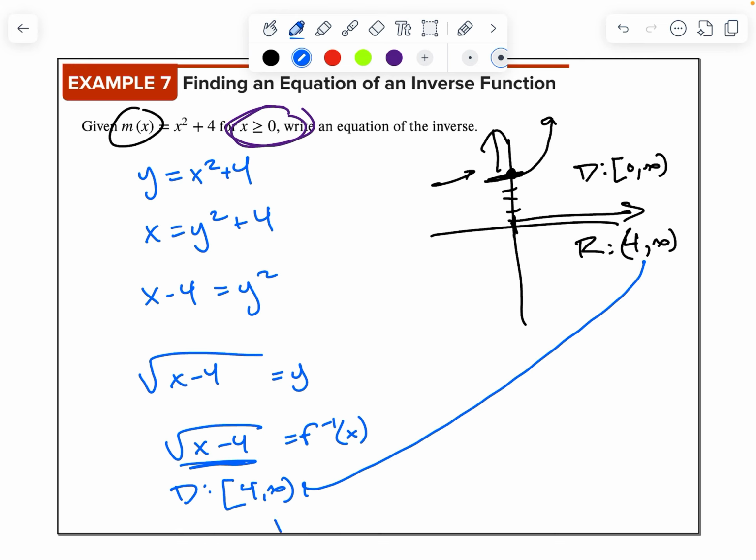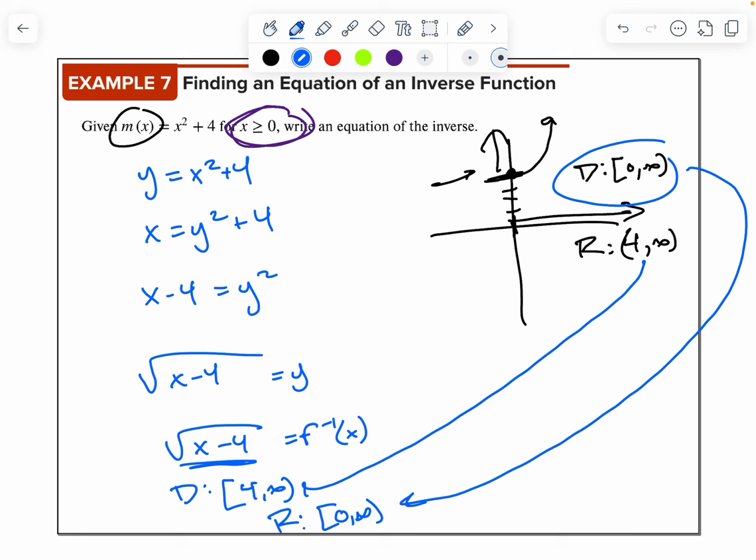And if we were to graph it, the range is going to be the exact same thing as the domain up here, from 0 to infinity. They always reflect each other, where the domain of a function is the range of its inverse. The range of a function is the domain of its inverse.